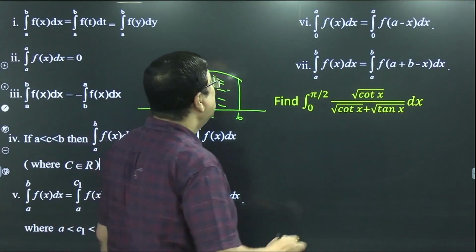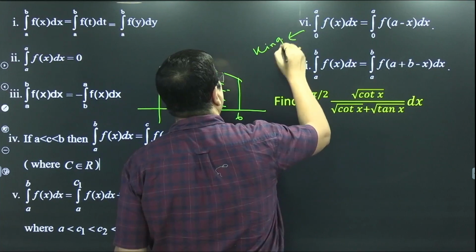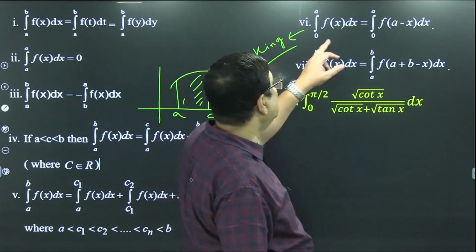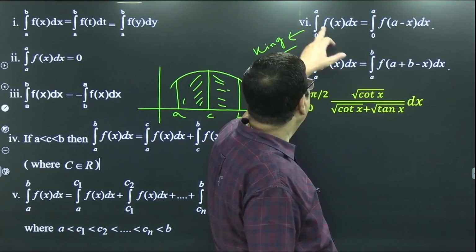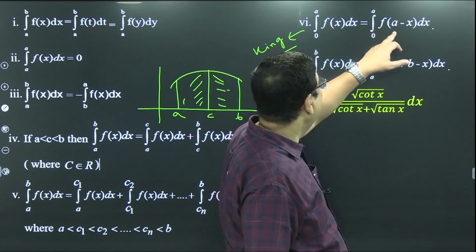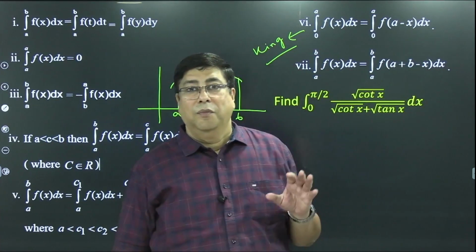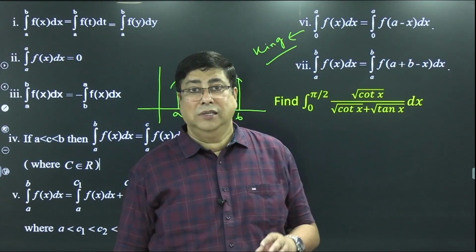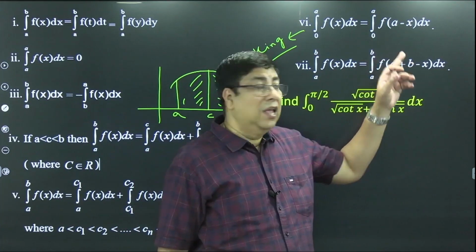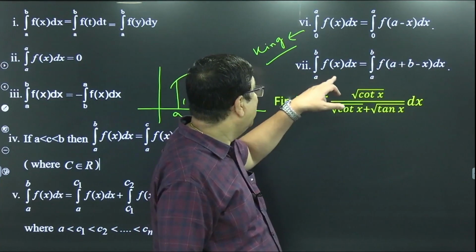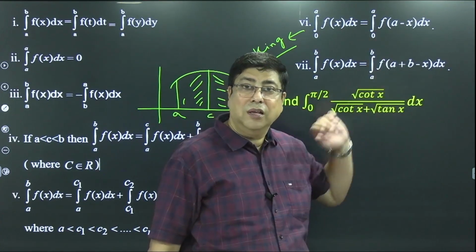Now this is called the king property and it is extremely important. The king property is integral 0 to a f(x) dx equals integral 0 to a f(a minus x) dx. Yes, it is really king because in maximum cases this property is utilized. And second is integral a to b f(x) dx equals integral a to b f(a plus b minus x) dx. This is the same thing, this is also the king property.